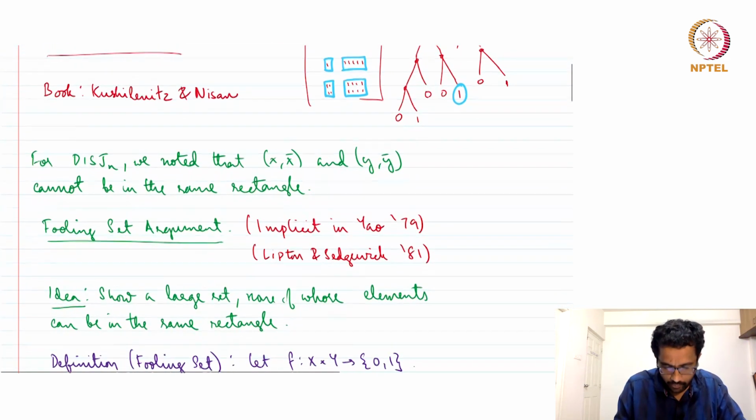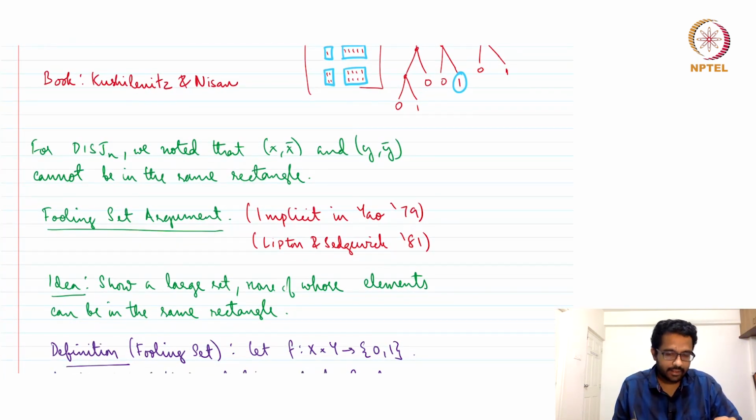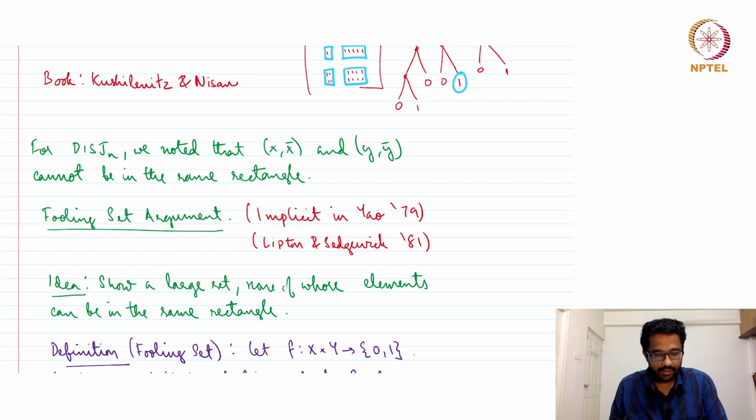Anyway, for disjointness, we saw that, consider x complement and y complement. These are disjoint, but at least one of the pairs (x, y complement) or (x complement, y) must not be disjoint. So they cannot be in the same monochromatic rectangle. So now let us try to generalize this idea.